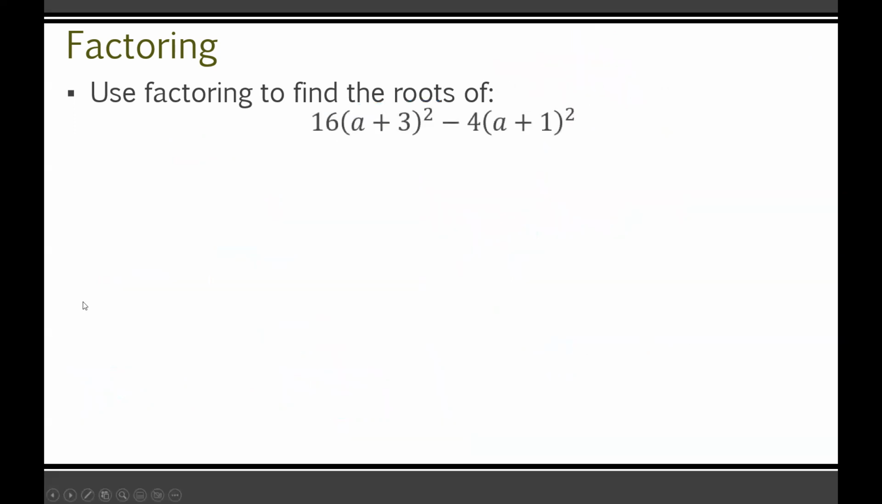Next example. This one is super beefy. I want you to just pause the video here. You don't have to solve this one, but pause the video here and think, what kind of factoring method would we use? All right, so this is a really, really tough one.